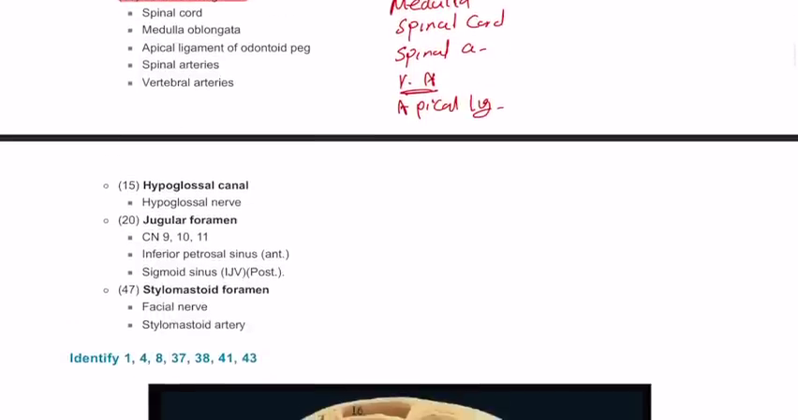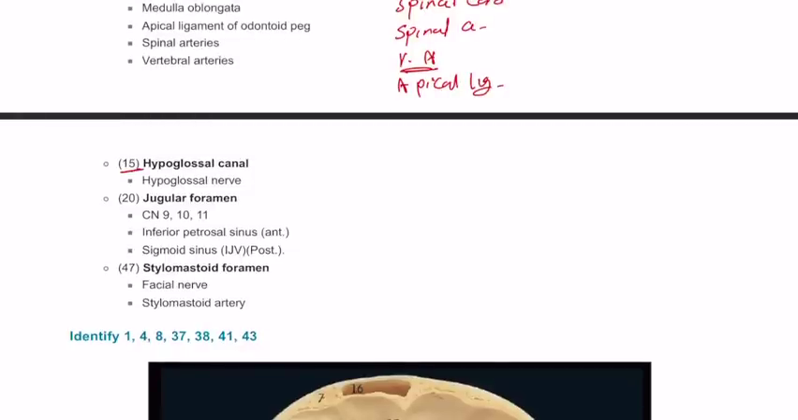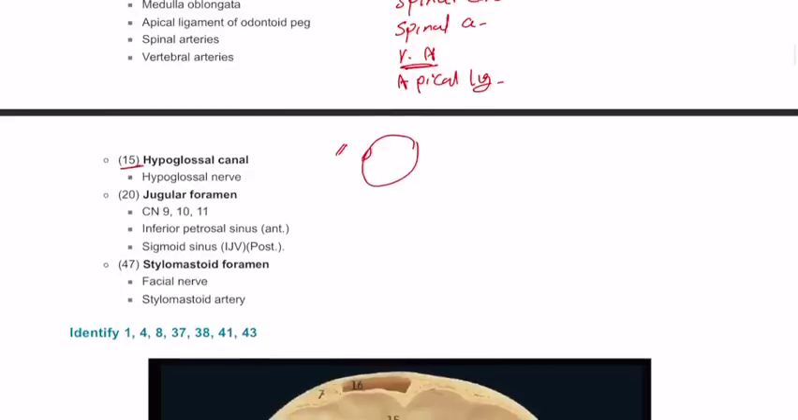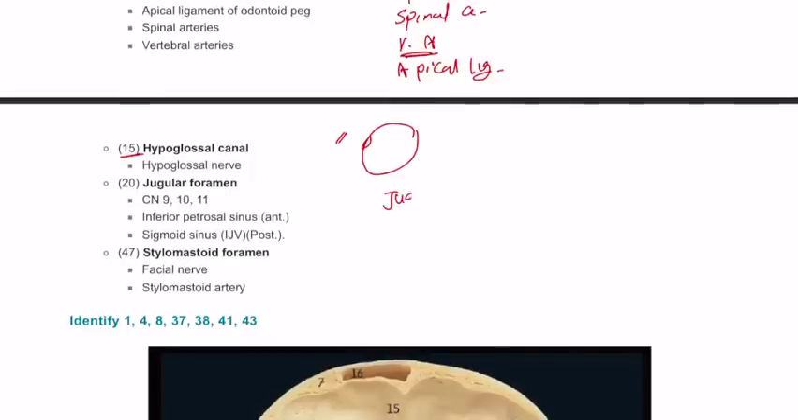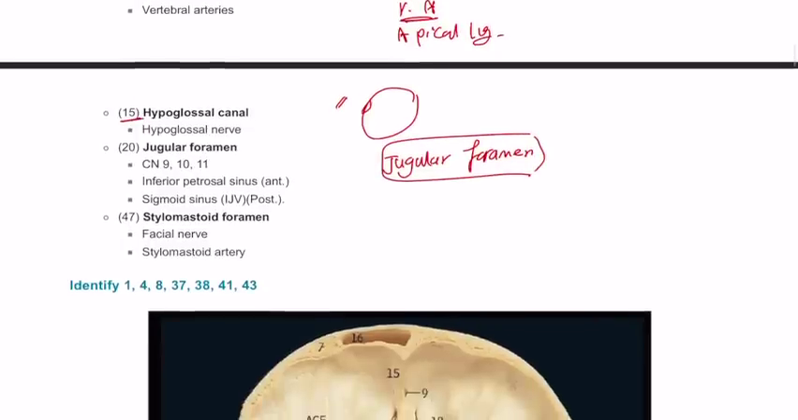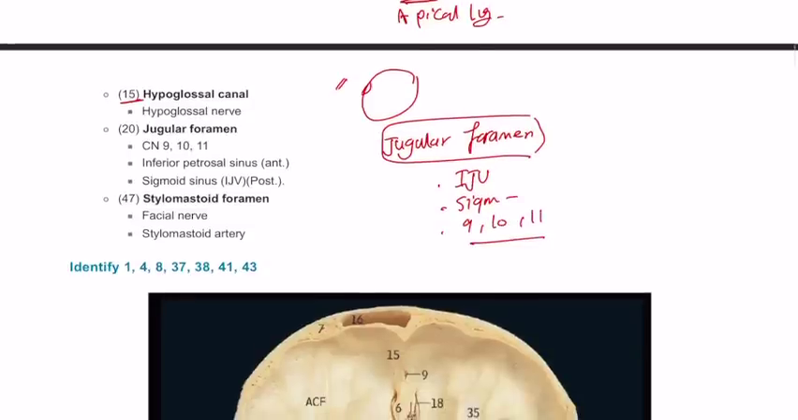You have the hypoglossal canal, we mentioned it, number 15. Remember that canal from the foramen magnum, a small canal in here, which contains the hypoglossal nerve. Remember the jugular foramen as well. The jugular foramen contains the internal jugular vein, which forms from the sigmoid sinus, and then the 9, 10, 11 nerves, okay?